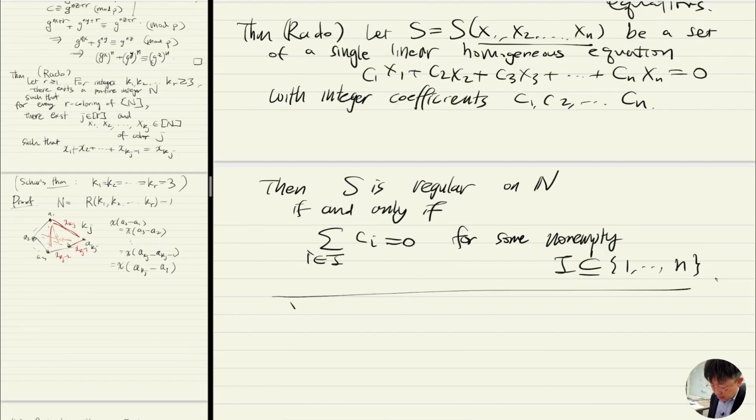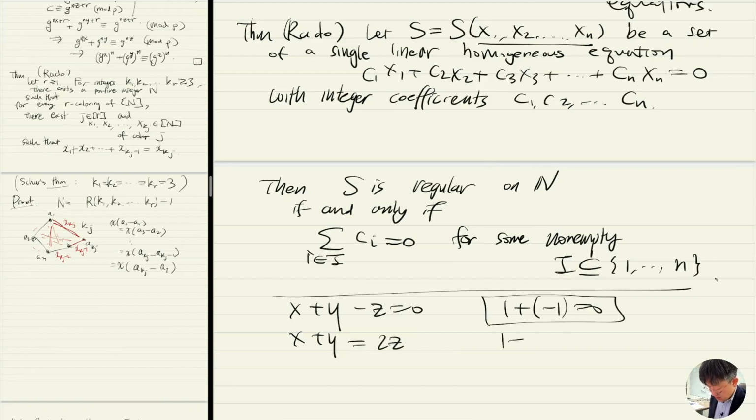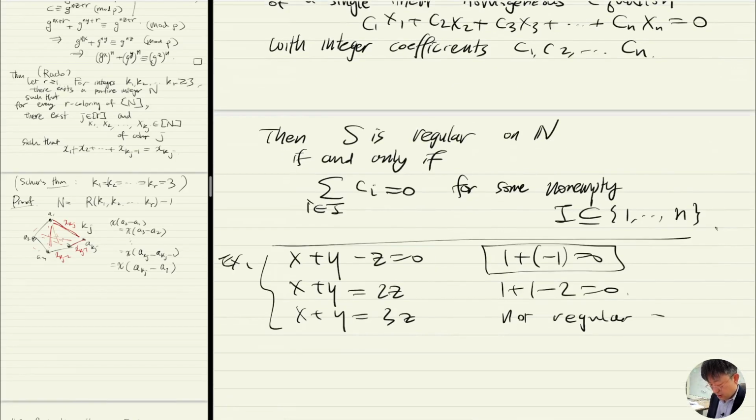So for instance, x plus y is equal to z. This is Schur's theorem. And Rado's theorem says, well, this is regular because when you look at 1 plus minus 1, that's 0. Right? x plus y is equal to twice z. This is still fine, right? What about that? That's not regular. So this is a complete characterization.